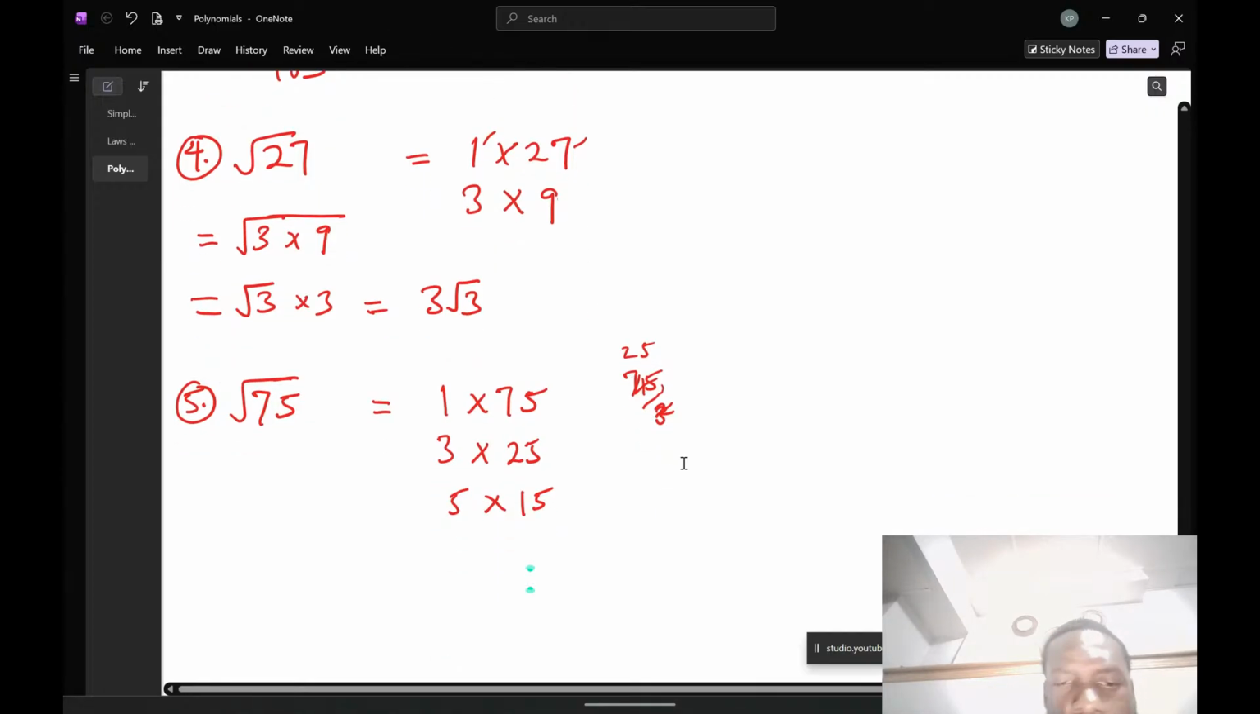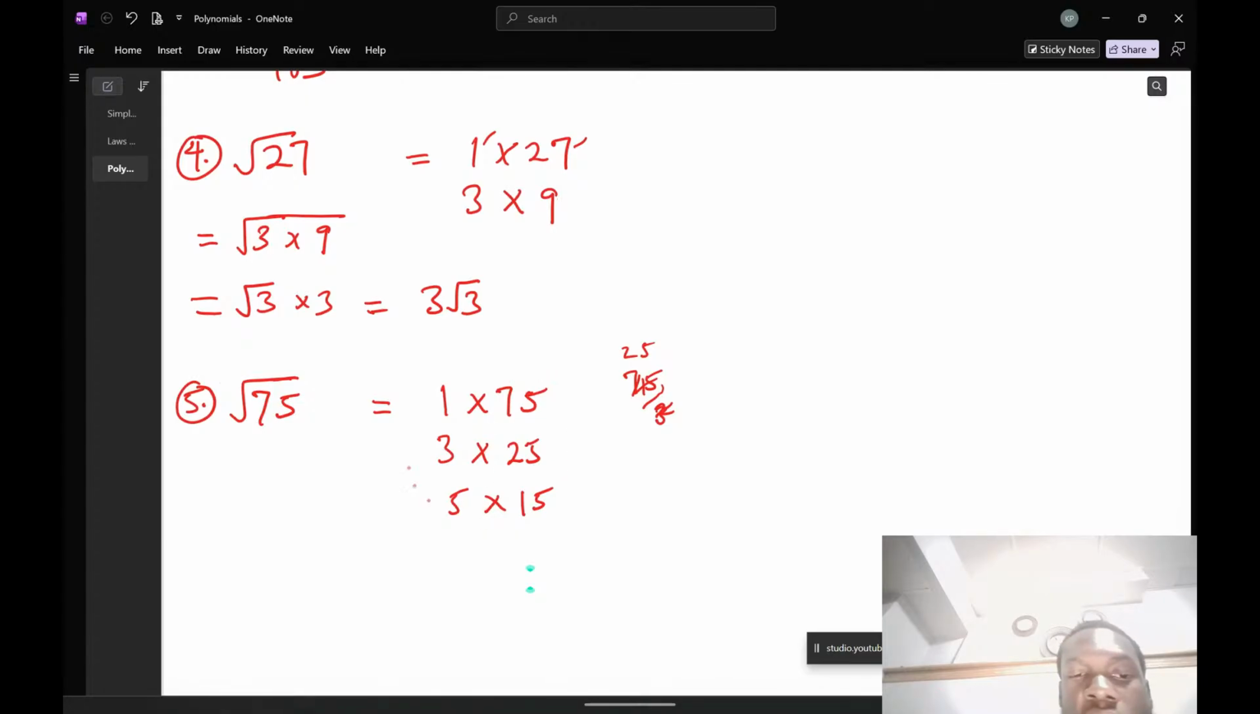7 will not go. So I think these are all the factors of 75. Okay, these are all the factors of 75. So these are the two we are looking for.